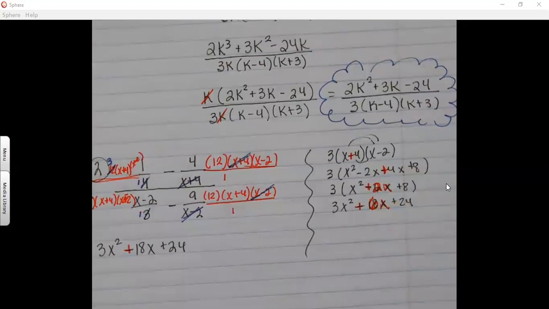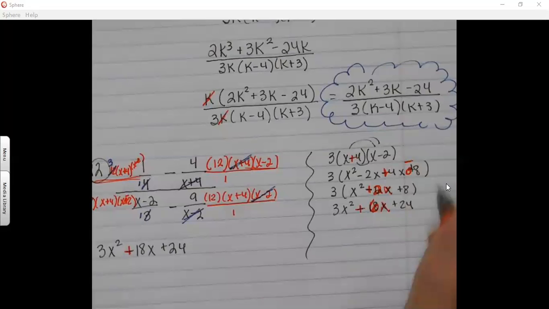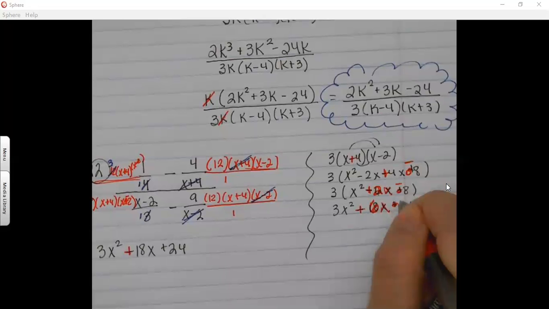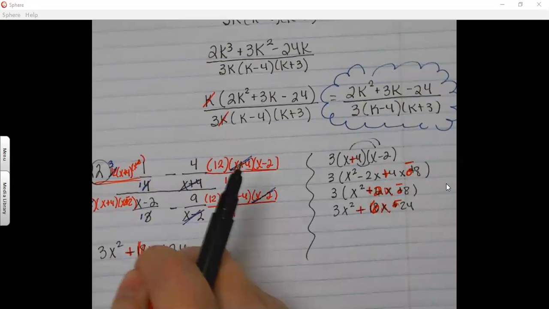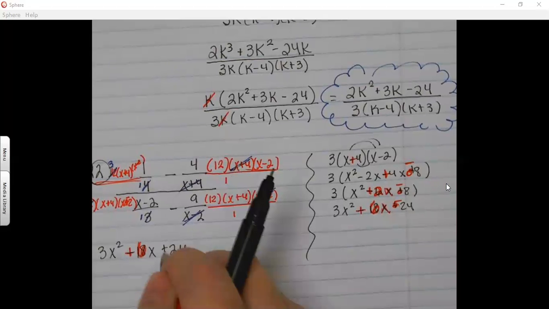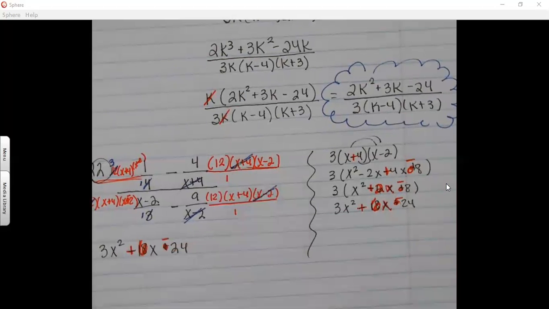So that's 3x squared plus 6x plus 24. Oh, thank you. So 3x squared plus 6x minus 24. Thank you for catching that. Hopefully I've not now thoroughly confused everyone.